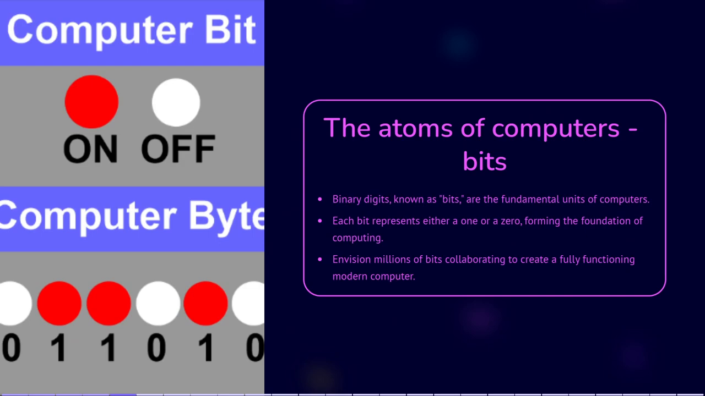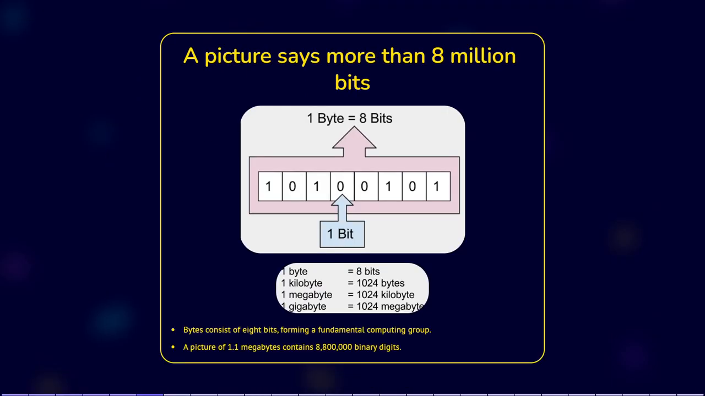Each one or zero is a binary digit, or a bit. These are the atoms of computers, the fundamental units of modern computing. Imagine millions of these all working together. That's a modern computer. Commonly, you'll hear of them in groups of eights, which is what we call a byte. For context, that picture on your computer that's 1.1 megabytes, that's 8,800,000 ones and zeros.